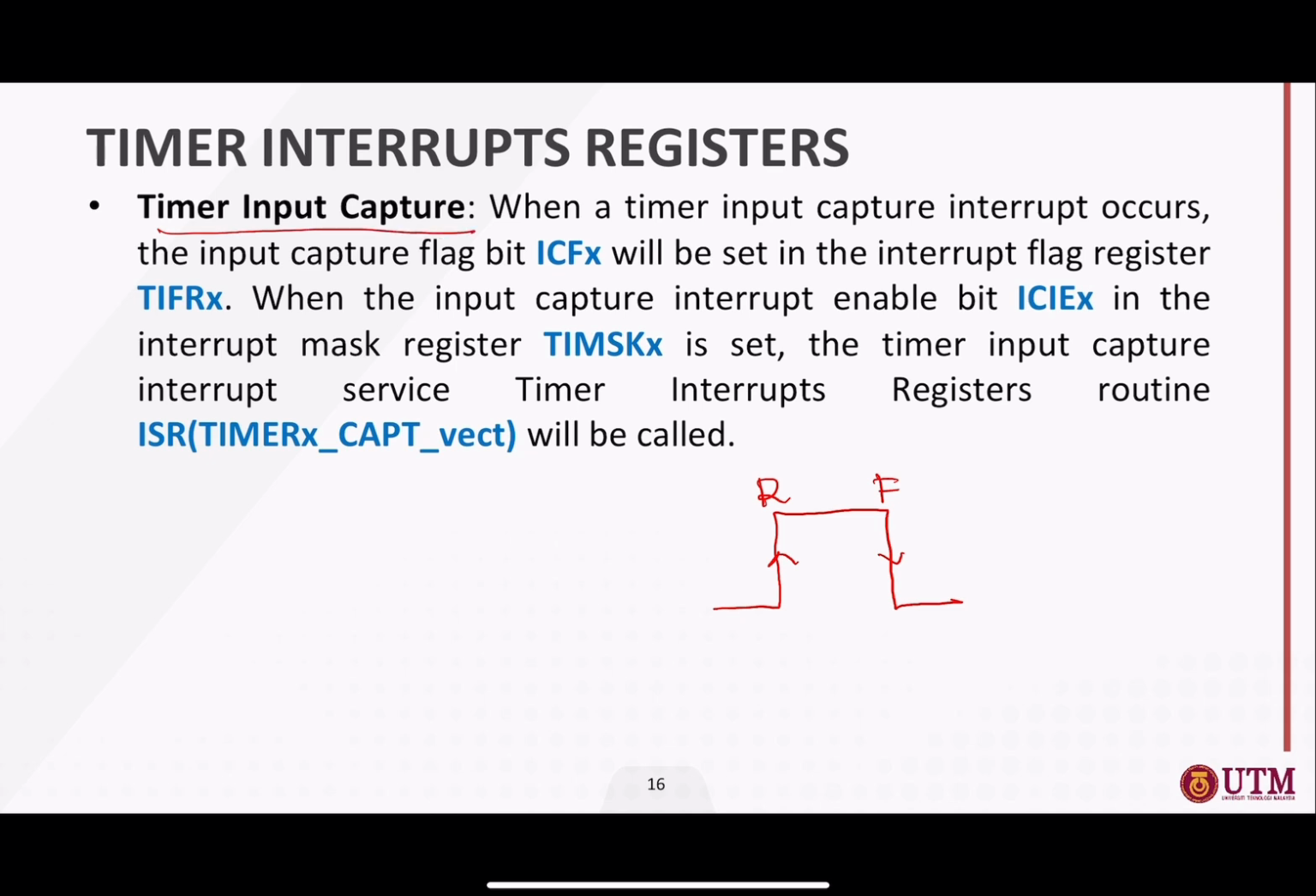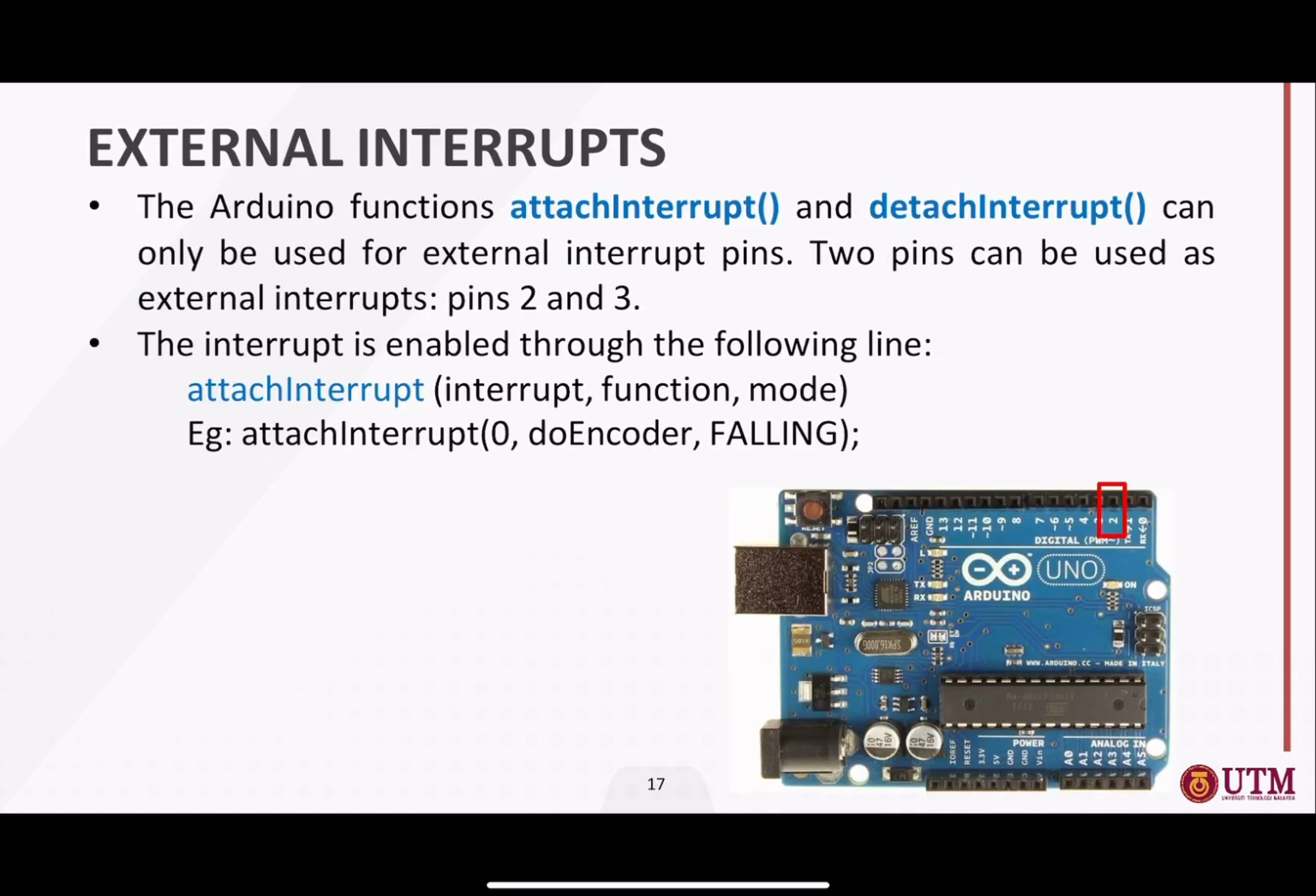The Arduino functions attach interrupt and detach interrupt can only be used for external interrupt pins. So only 2 pins can be used for external interrupt. If you have a question inside your test or final exam that asks you to attach interrupt to Arduino pins, you can only use pin 2 and pin 3. You cannot use pin 4 or pin 5, because only pin 2 and pin 3 are used for interrupt.